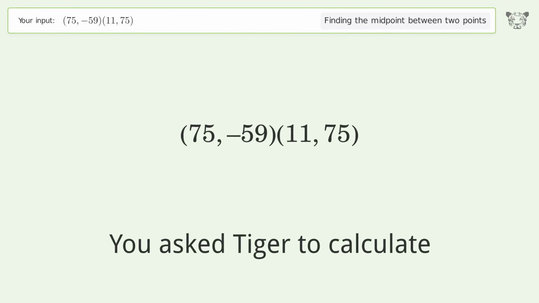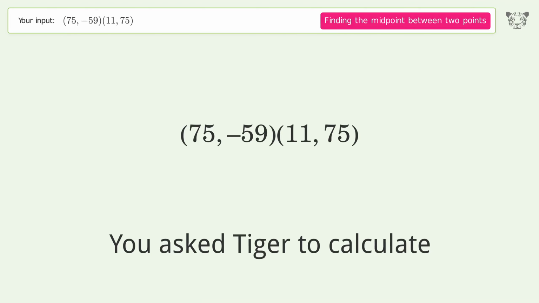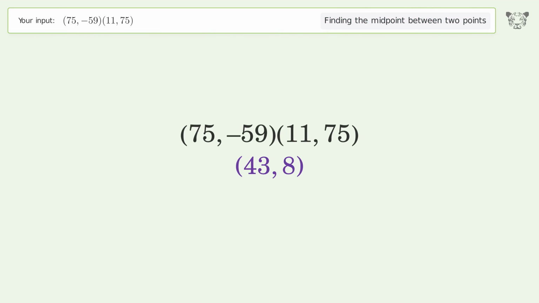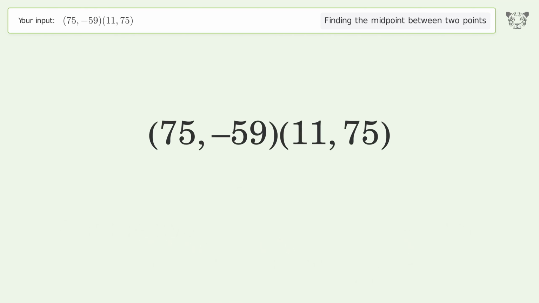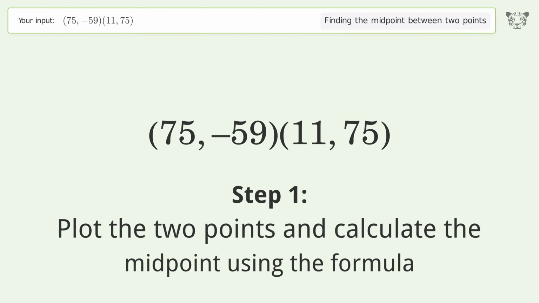You ask Tiger to calculate. This deals with finding the midpoint between 2 points. The midpoint between the 2 points is 43,8. Let's solve it step by step. Plot the 2 points and calculate the midpoint using the formula.